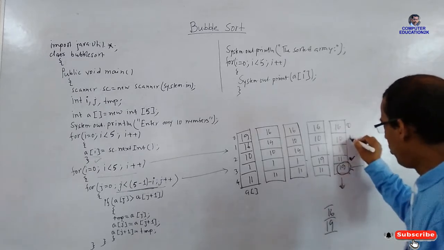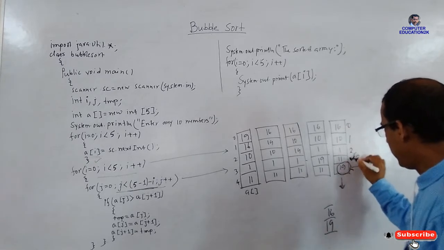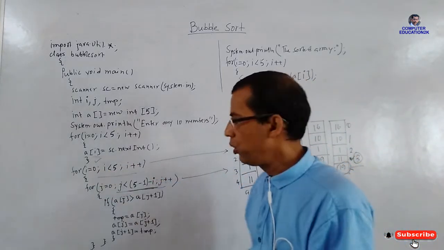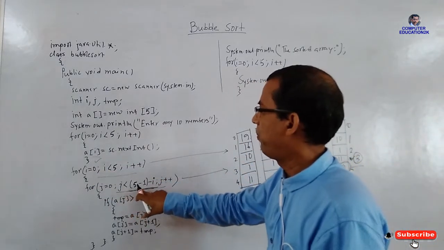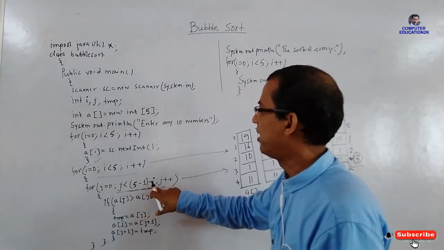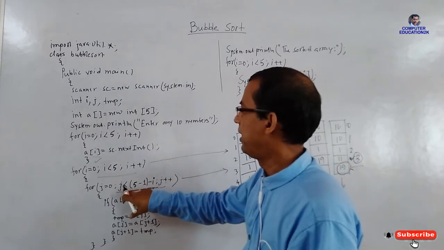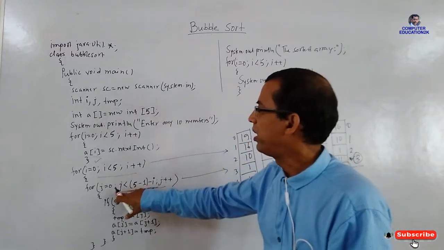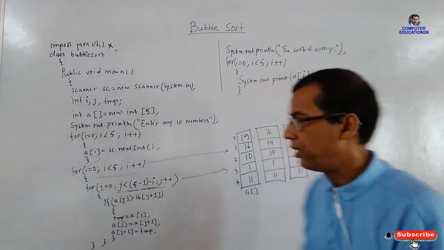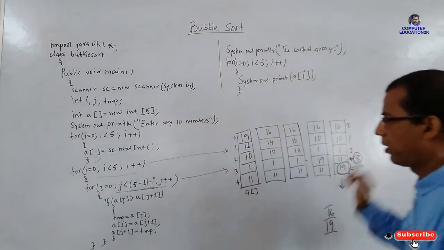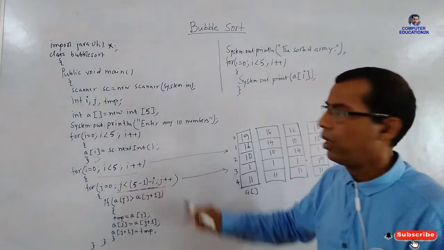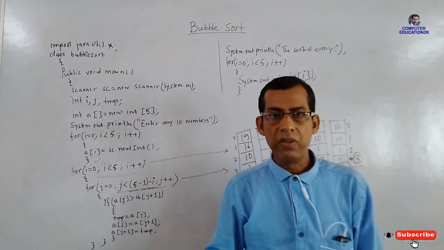This is 0, 1, 2, 3. The cell number is 3. So the first time, the value of i is 0. So j less than 5 minus 1 minus 0 means j less than 4. That means this loop will go from 0 to 3. Okay.